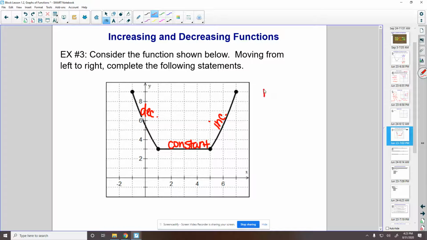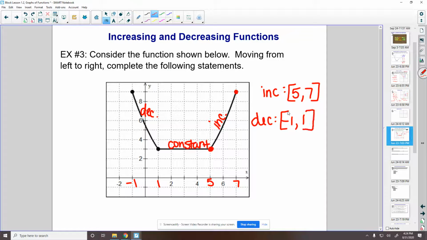So you're going to tell me that the graph is increasing from what point to what point, okay? And you're going to tell me in terms of x. So it starts to increase when x is 5, and it stops increasing when x is 7. So we are increasing from 5 to 7. Capiche? What about decreasing? We are decreasing from x equals -1 up until x equals +1. So we are decreasing from -1 to +1.